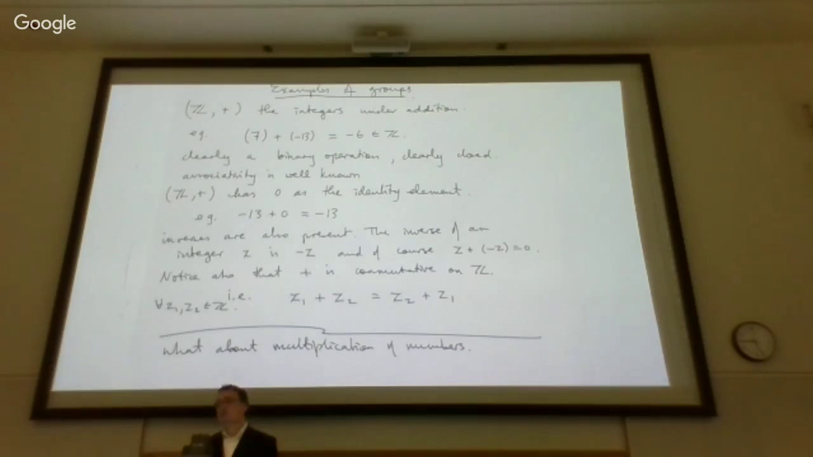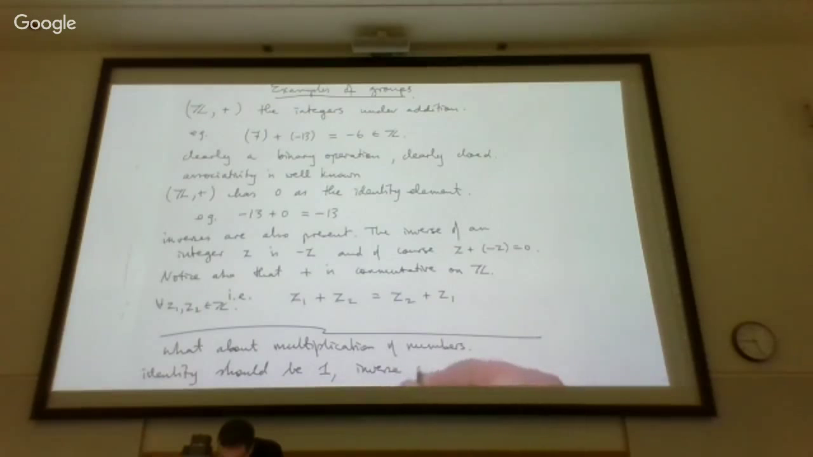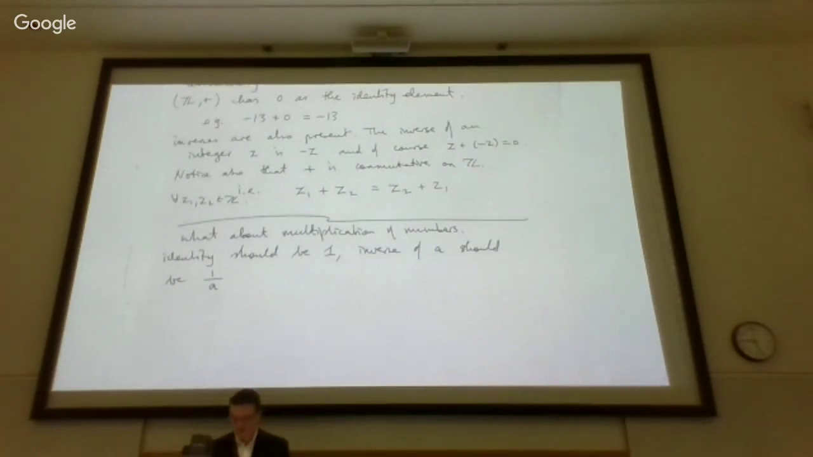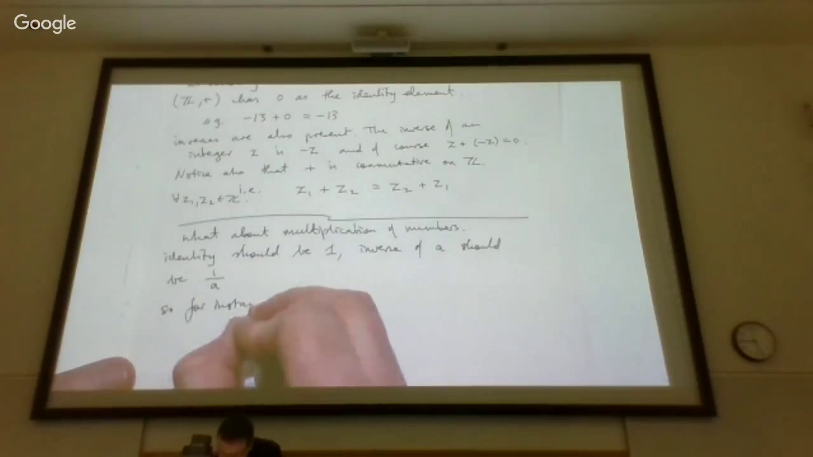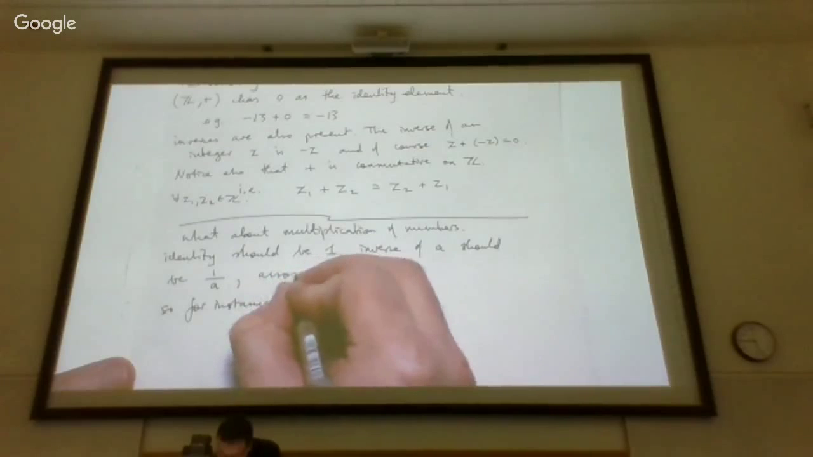We have to get rid of 0. But every other number is okay. Every other number has a multiplicative inverse. Okay. So the identity should be 1. The inverse of a should be 1 over a. Of course, that only works if a is non-zero. And associativity is well known, we'll just say.